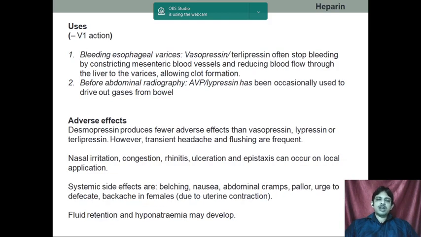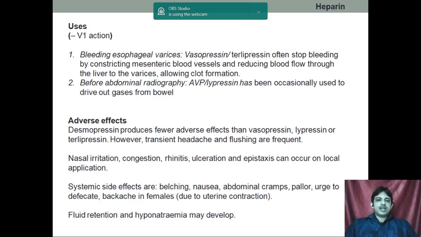Now the uses mainly concentrate on the V1 action. Bleeding in esophageal varices: vasopressin or terlipressin is often used to stop the bleeding by causing constriction of the mesenteric blood vessels and reducing blood flow to the liver, which allows clot formation. Other than that, before abdominal radiography, these drugs can occasionally be used. So we can see the different uses through the V1 and V2 actions.